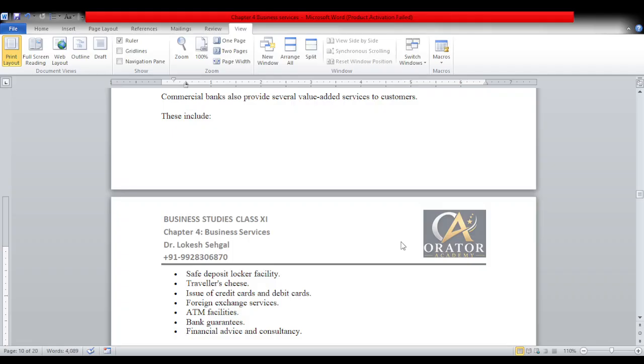Bank guarantee is also provided by the bank to the particular organization. Sometimes it's a service provider, sometimes it's a product seller, sometimes it's for export and import of goods and services.